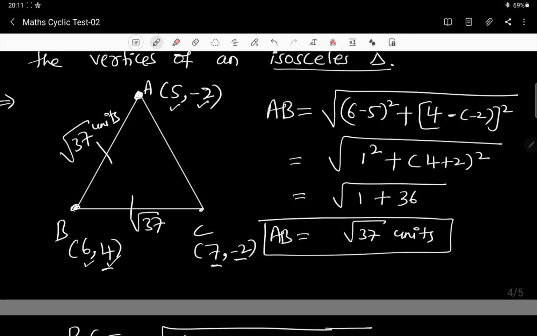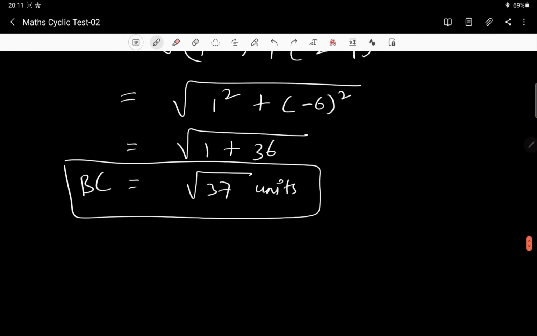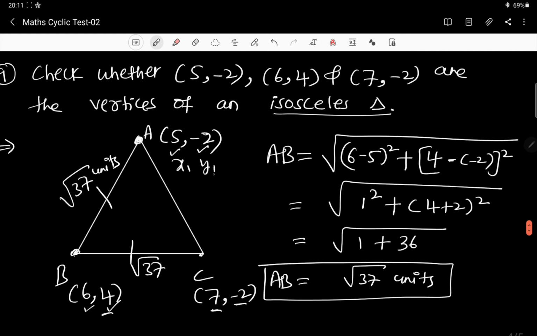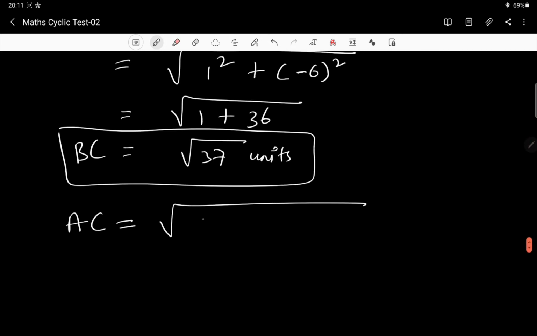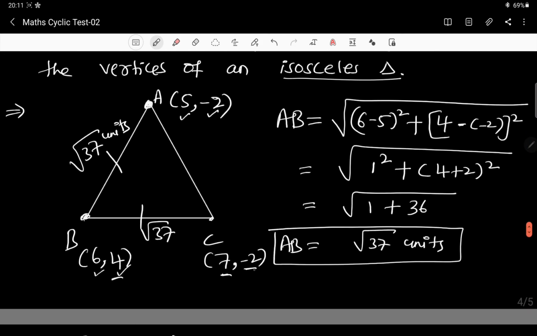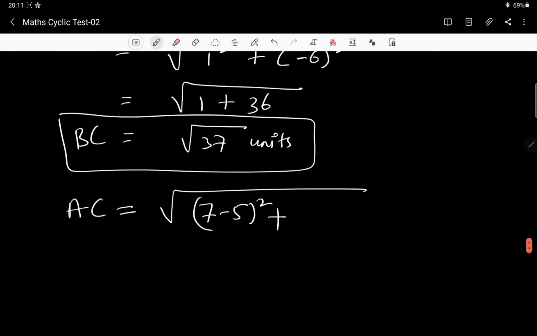Definitely, these two sides are equal, so it can become isosceles. Now how about AC? Let us find out AC also. If AC also becomes root 37, it is not an isosceles triangle, it becomes an equilateral triangle. So that's why let us find out AC also. For AC, again you have to look at the points. Consider this as x1 y1 and this as x2 y2, no need to write, again I am telling you. It is 7 minus 5, so it becomes under root (7 minus 5) whole square, plus (minus 2 minus of minus 2) whole square.